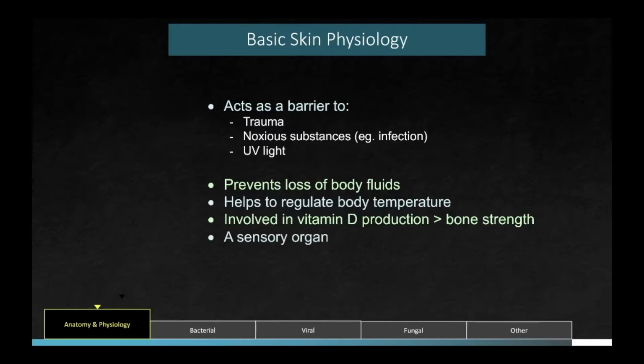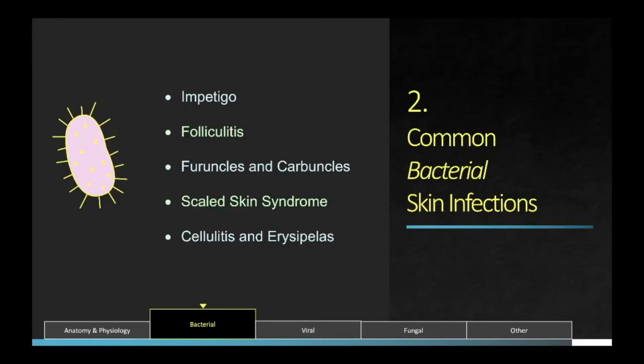We said that one of the skin's most important functions is as a barrier to noxious substances, and one example of that is as a barrier to pathological microbes entering the body. We can split such microbes up into broad categories, namely bacteria, viruses, fungi, and other microbial life. We're going to look now at these groups in more detail and begin our journey by reviewing some of the common bacterial skin infections seen in general practice.